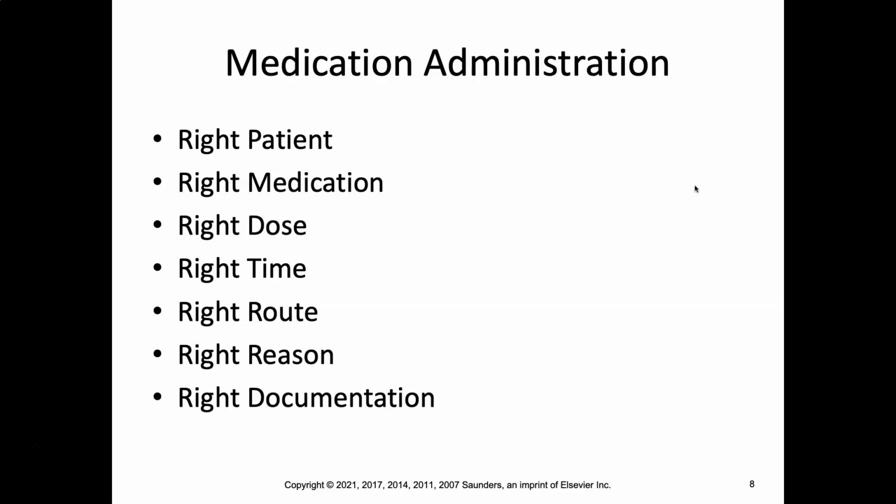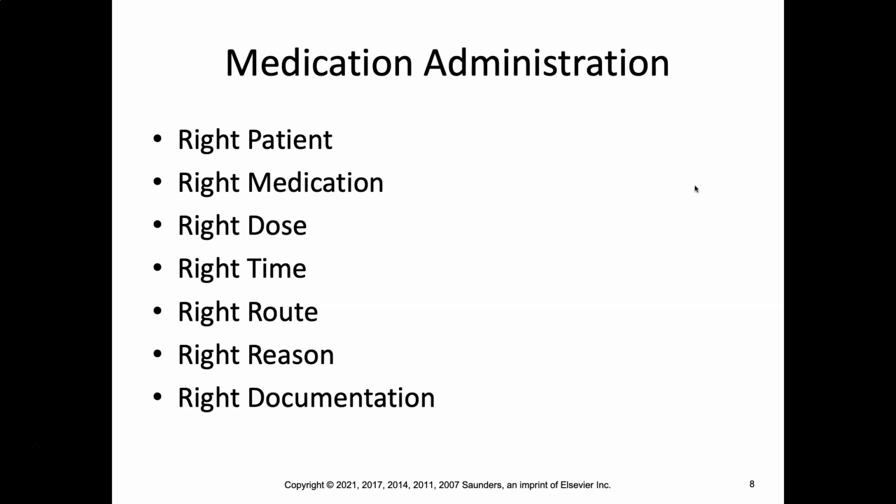So let's start with the right patient. When you administer a medication, you need to make sure you have the right patient. The second thing is the right medication, then the right dose, and are you giving it at the right time, in the right way, through the right route? Are you giving it for the right reason? And then have you documented it appropriately? So that's what these are. You need to know these 7 rights. Make sure that you know them, that you're understanding what they're talking about.